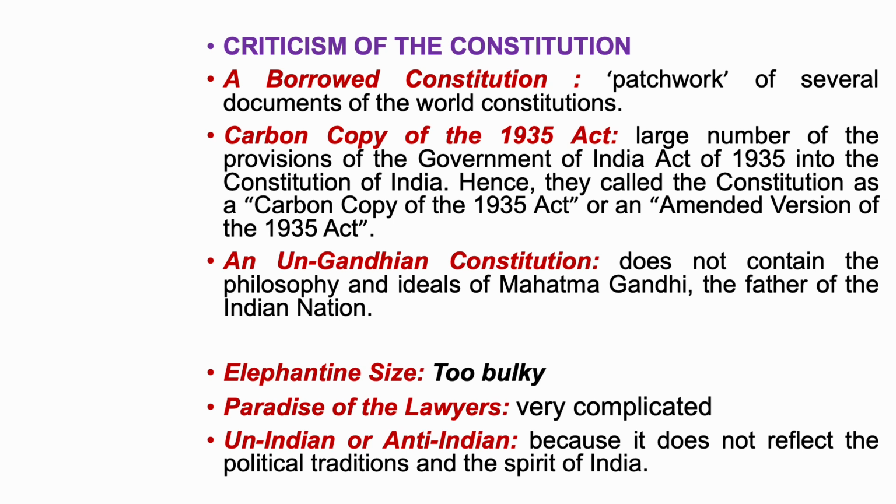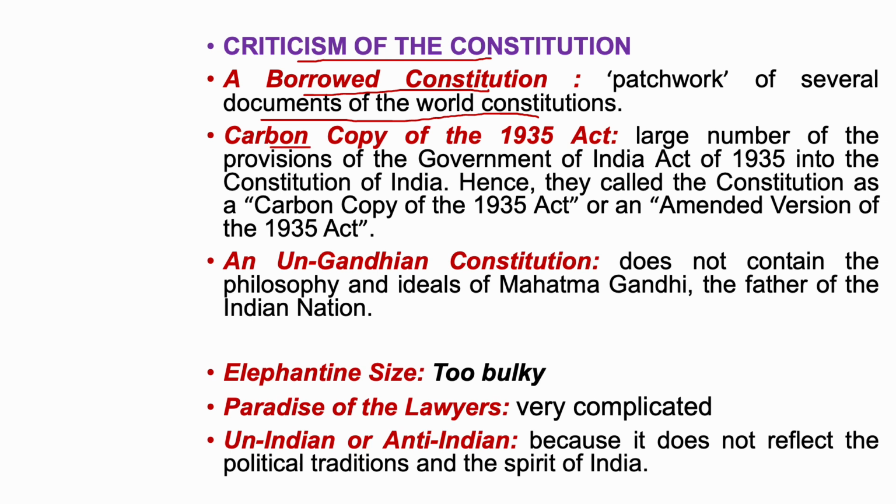Now, looking at criticism of the Constitution. Our Constitution is said to be a borrowed Constitution. It consists of a patchwork of several documents of world constitutions. Like, it has borrowed the concurrent list from Australia, directive principles from some other country, then the parliamentary form of government from Britain. So it is known as a borrowed constitution.